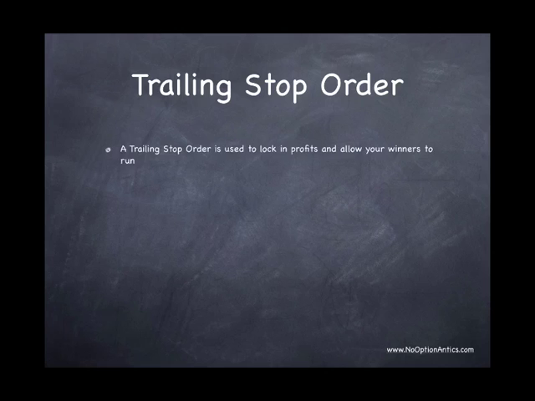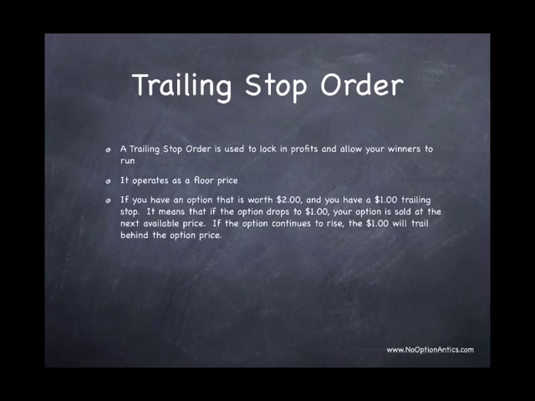There are also orders called trailing stop orders. A trailing stop order is used to lock in profits and let your winners continue to run. So it operates as a floor price. So you could say, I've got an option that's worth $2, and I'm going to put a trailing stop that is $1 behind where that option price is trailing. So if the option dropped down to $1, then I would get out of the trade.